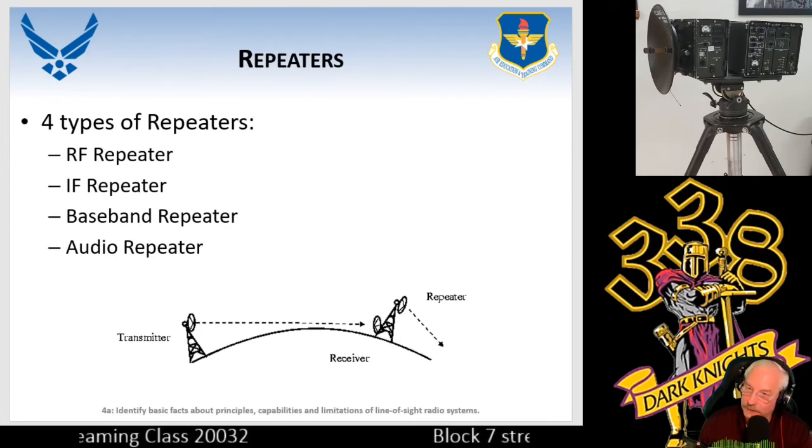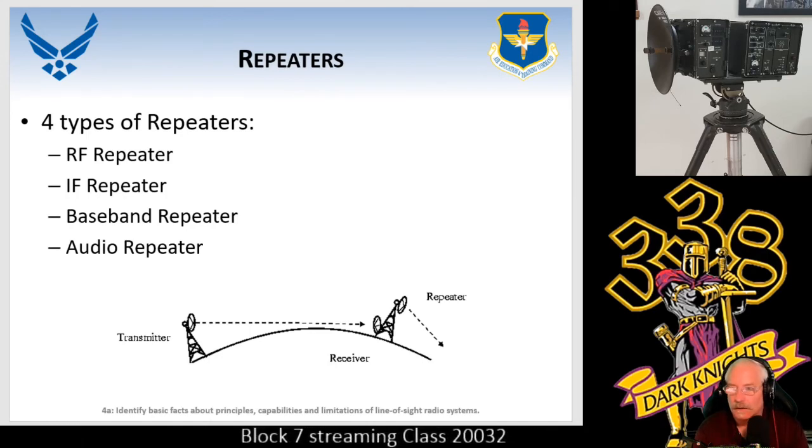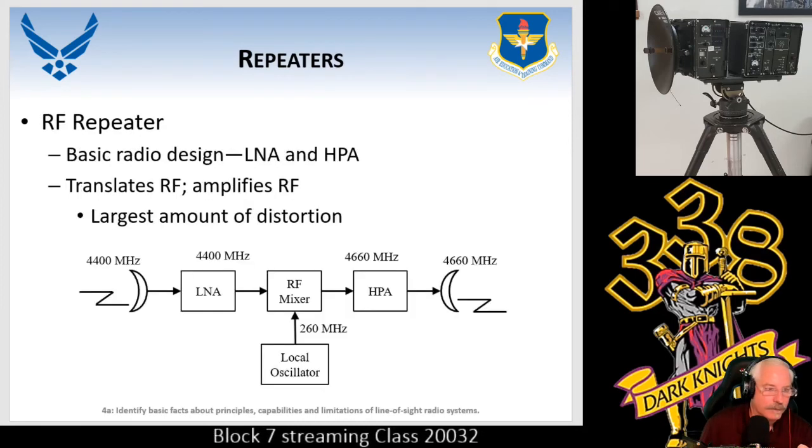So we have 4 types of repeaters, even though we showed 2 on the C's and D's. There's 4 types that we go through. We have an RF repeater, an IF repeater, a baseband repeater, and an audio repeater. Let's look at each one of them.